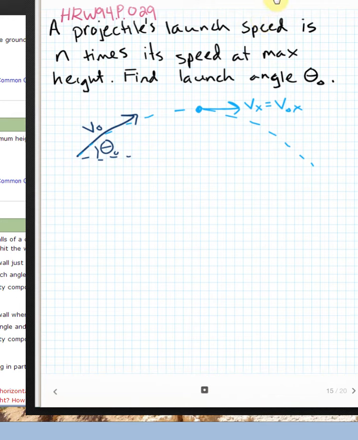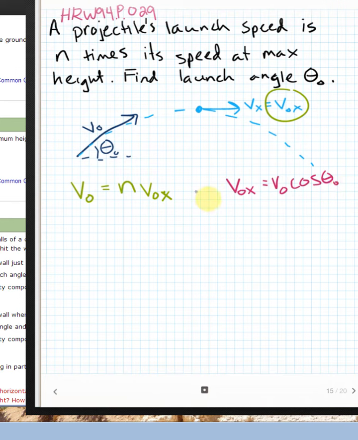So I know that it says the projectile's launch velocity is n times its this one, so v naught in the x direction. And v naught in the x direction is equal to v naught cosine theta. So put that in there, and I get v naught equals n times v naught cosine theta.